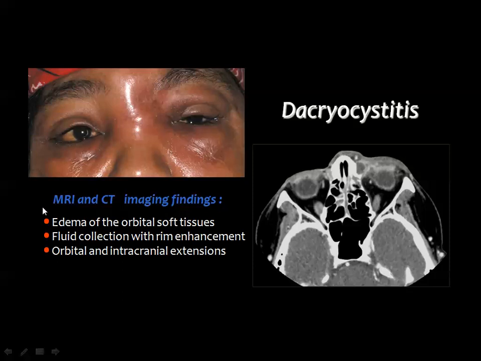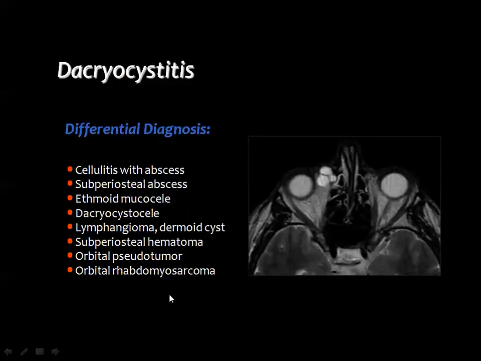Then the MRI and the CT findings will include edema of the orbital soft tissues, fluid collection with marginal enhancement denoting the presence of an abscess. Orbital and intracranial extensions sometimes may be seen.